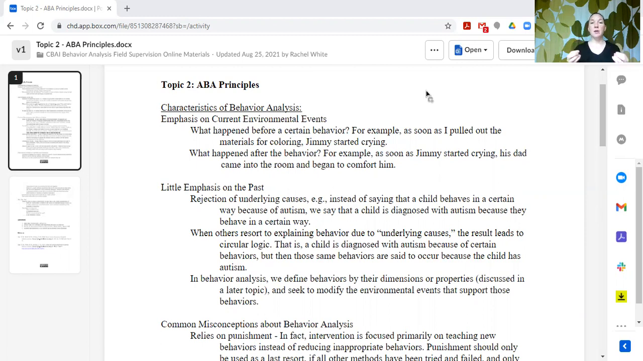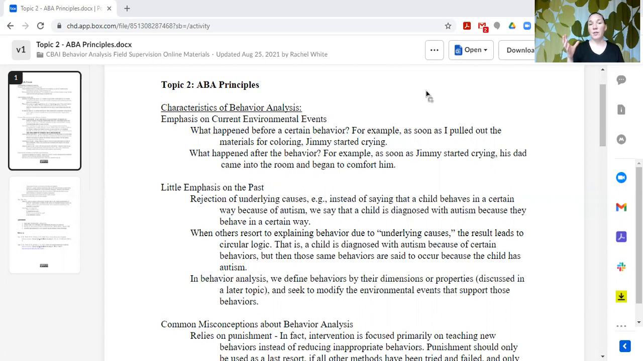And because we know that behavior only continues if it works for the individual, then we have to look at what is this learner needing from this behavior. How is this behavior helping them in this current moment so that we can help support that learner in a different way? So there's a couple of examples here.